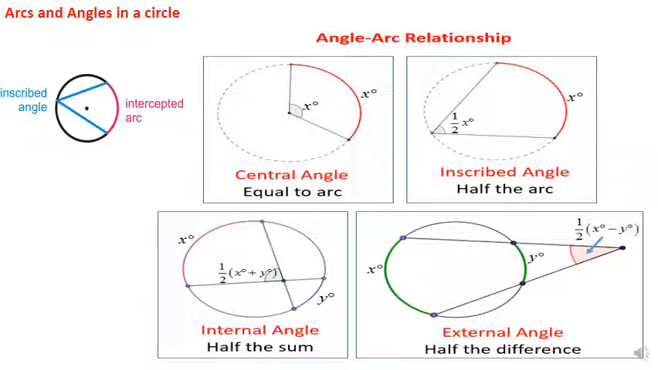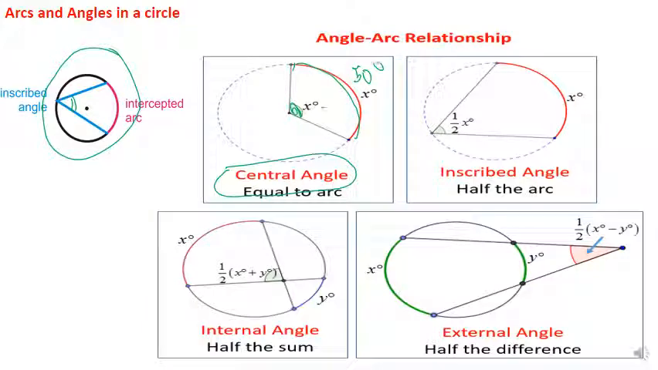Now, arcs and angles in a circle. If we have an angle which is inside the circle in this way, as you can see, we say that this angle is an inscribed angle. While the angle whose vertex is on the center, we call it a central angle, and the angle here is directly equal to this arc. So if this arc, for example, is 50, then the angle is also 50, so they are equal to each other. While in the inscribed angle, what do I mean by inscribed? The vertex is on the circle, and the angle is equal half the arc. So if the arc is 60, then the angle is 30.